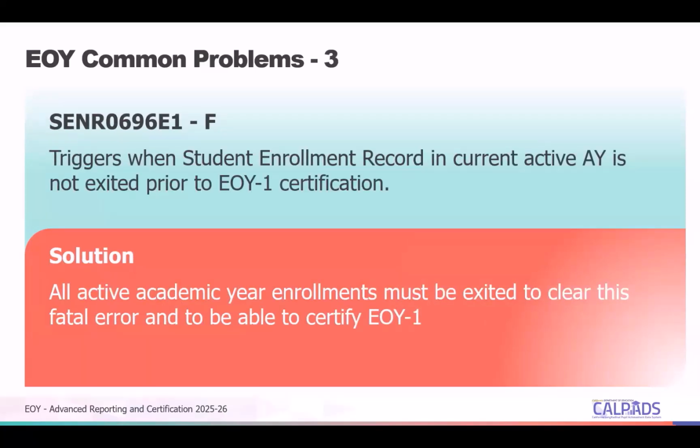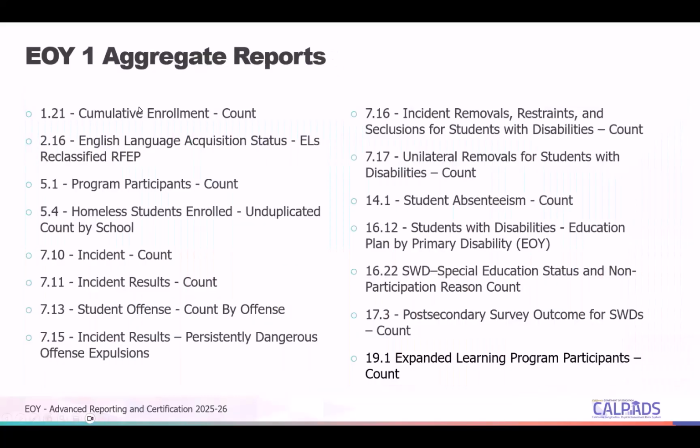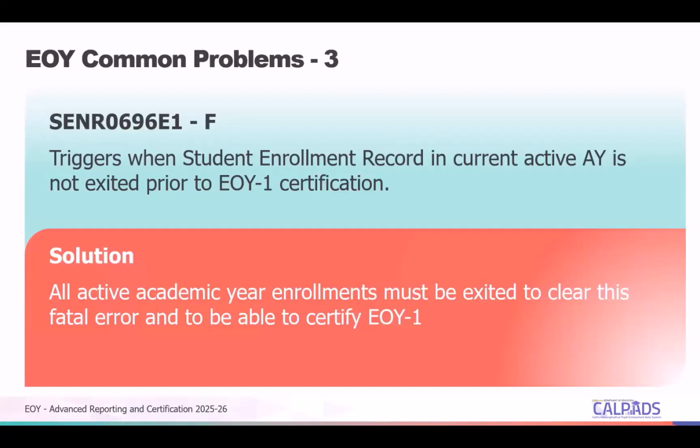SCNR 0696E1, fatal. This one triggers when student enrollment record in the current academic year is not exited prior to end of year one certification. So again, the expectation is that by end of the school year, you exit all of your students. Those that leave your LEA, you need to give them the appropriate exit codes, and those that are returning, you need to roll them over and submit a new SCNR file for them at the beginning of the new academic year next year.